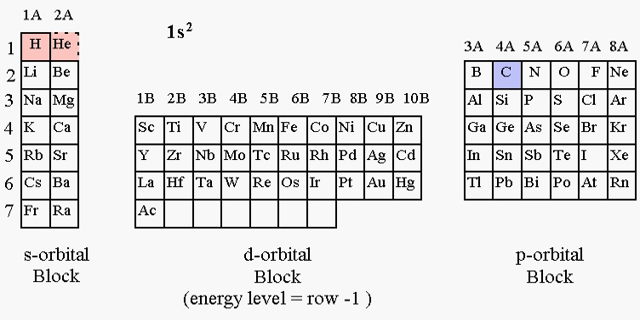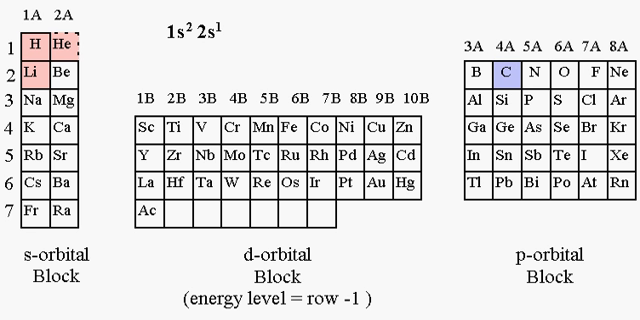The next box is helium. Now remember, helium is usually in group 8A. For purposes of electron configurations, though, we artificially pull it into group 2A. Helium's in the s orbital block, so the electrons that belong to helium are in the s orbital. There are 2 of them, and it's on row 1. So its electron configuration is 1s2, indicating that it has 2 electrons in a 1s orbital. All right, let's keep going.